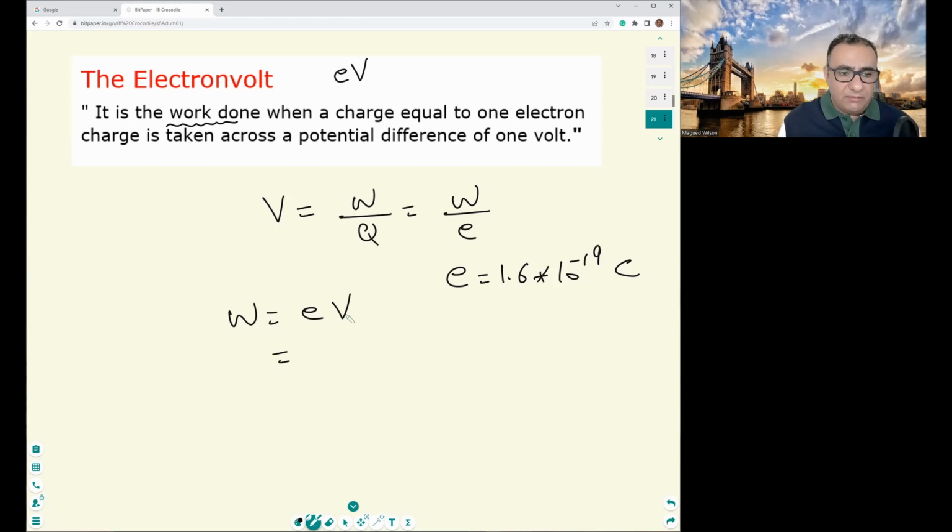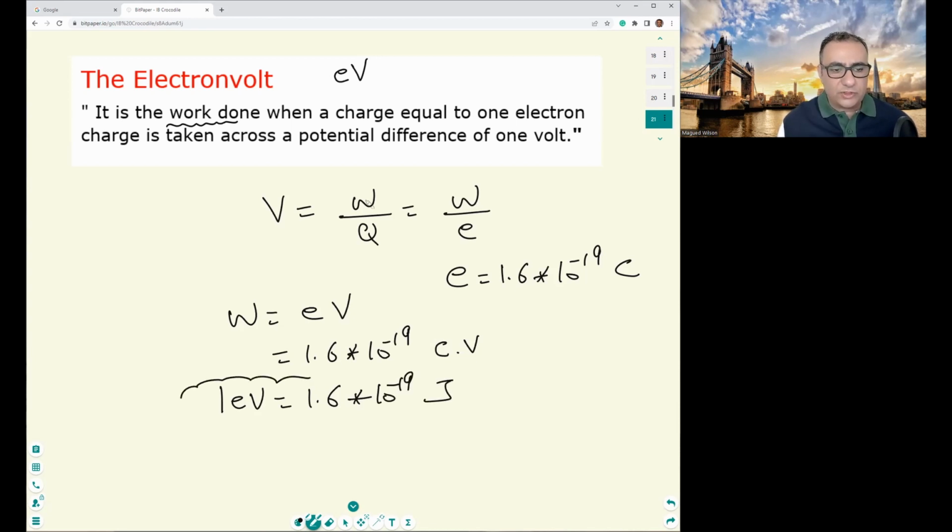So if I replace e by its value, 1.6 times 10 to the power of negative 19, now you get coulomb, but then you have volt there, V. So now coulomb times volt. If you multiply coulomb times volt, what do you get? You get the unit of work in SI, which is joule. So in other words, 1 electron volt is 1.6 times 10 to the power of negative 19 joule. And this is your conversion.